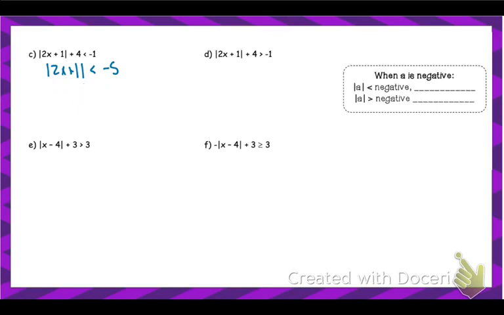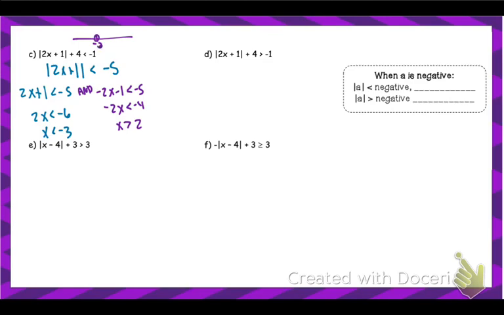Let's say we just went ahead and solved this. 2x plus 1 is less than negative 5. So 2x is less than negative 6, and x is less than negative 3. All right, let's solve the other one. Negative 2x minus 1 is less than negative 5. So negative 2x is less than negative 4. x is greater than 2. Since it was less than, it's an and situation. So I'm looking for the overlap where x is both less than negative 3 and x is greater than 2. So there is no overlap. There's nothing there that actually overlaps.